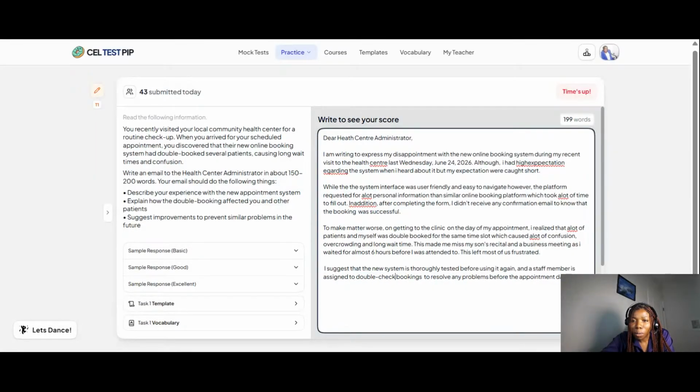This is user friendly. The platform requested a lot more information than similar online booking platforms, which was time consuming. You see how I try as much as possible not to use the same word. I realize that I've used a lot here. So I try my best not to use the same word that I've used. Instead, I will paraphrase it into something else to make it work.